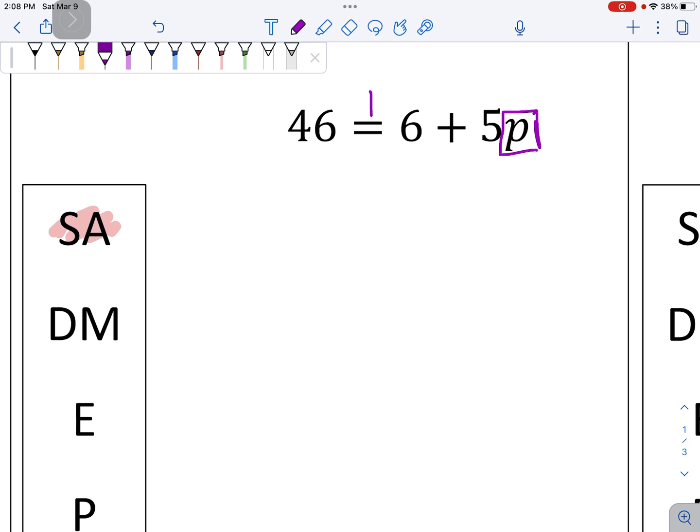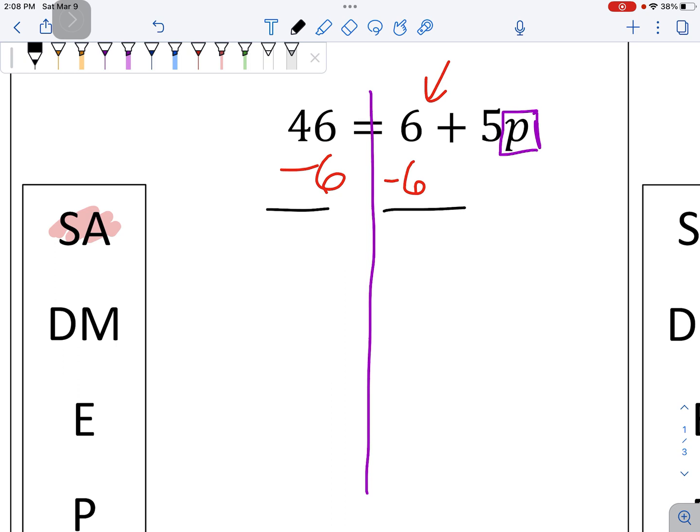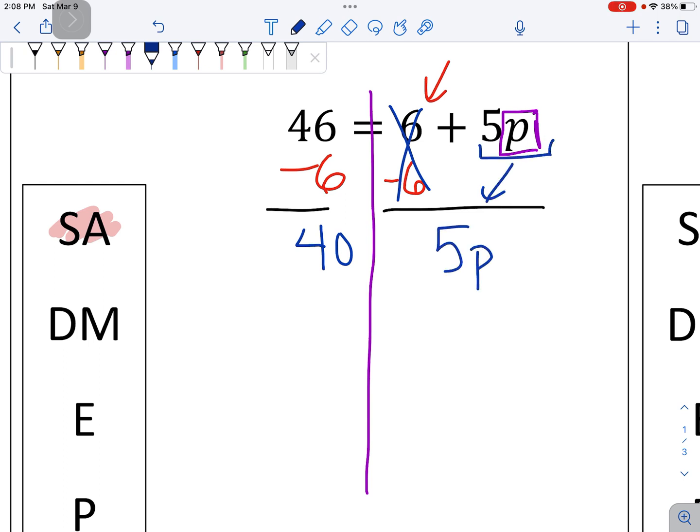Then I'm going to make the wall, or that line going down. Right? I need to undo the subtraction or the addition. So I'm going to get rid of this 6 right here by taking away 6. And I'll minus 6 on the other side. Well, this is a pretty easy problem. 46, take away 6 is 40. The 6's cancel out, and I'm still left with 5p. Don't lose it. This one right here. Drop it down.